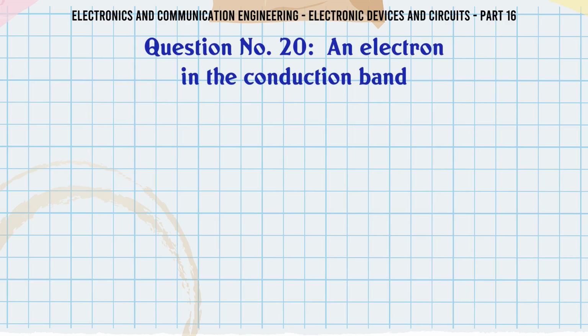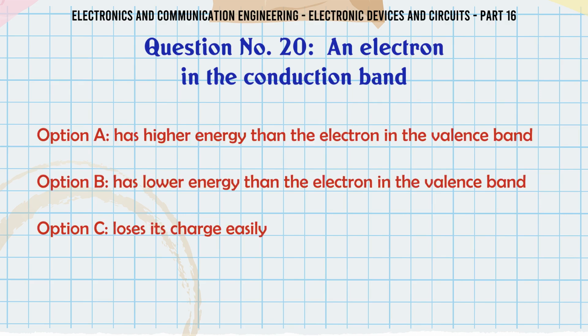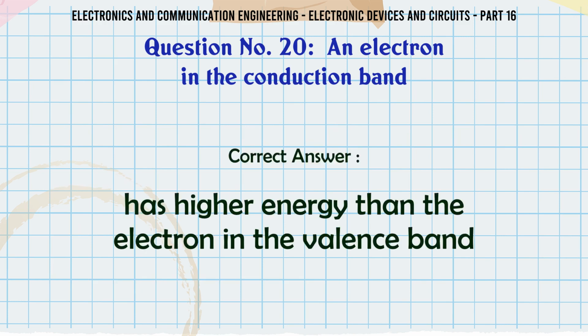An electron in the conduction band: A. Has higher energy than the electron in the valence band. B. Has lower energy than the electron in the valence band. C. Loses its charge easily. D. Jumps to the top of the crystal. The correct answer is has higher energy than the electron in the valence band.